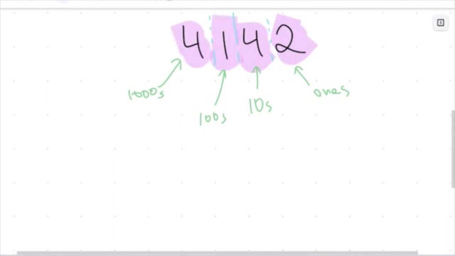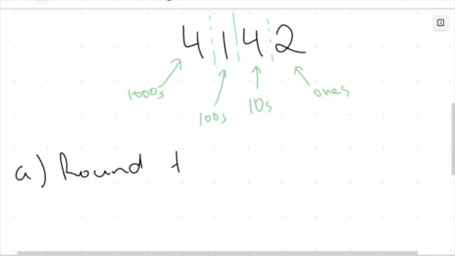So as my number gets bigger, we're adding digits to these columns. Now, if I took this number, 4,142, and wanted to round it to the nearest 10, I've specified a certain degree of accuracy here. I want to round this to something in this column. So not exactly accurate, but just rounded to the nearest 10.